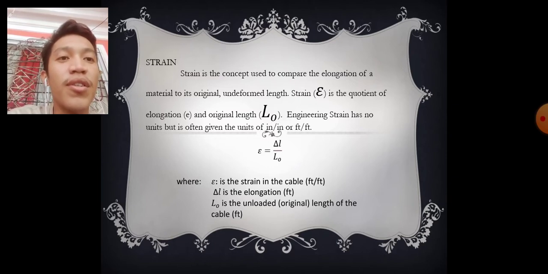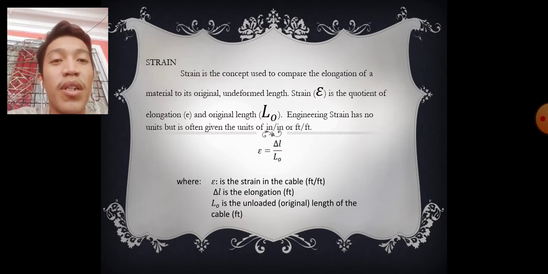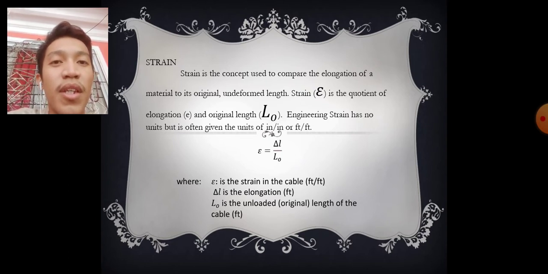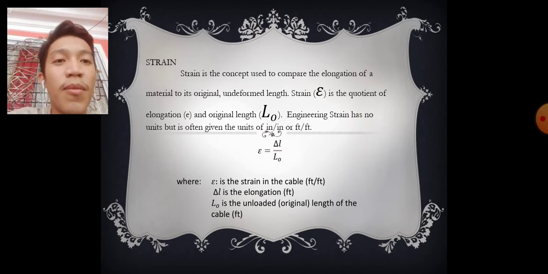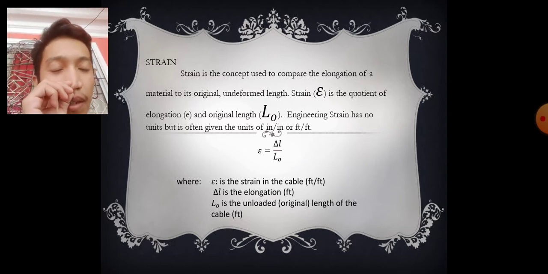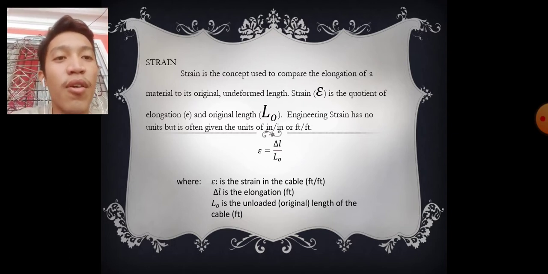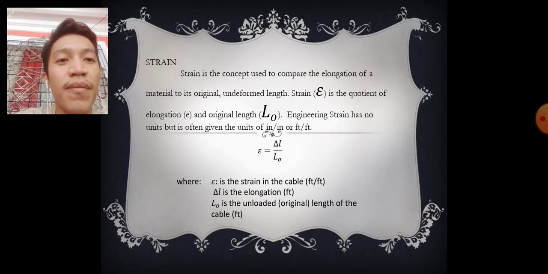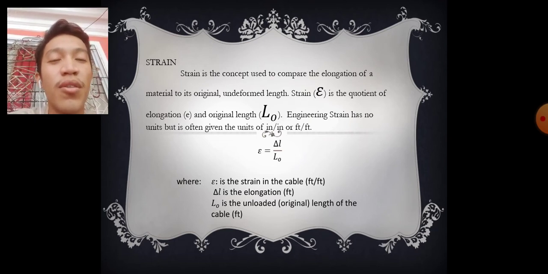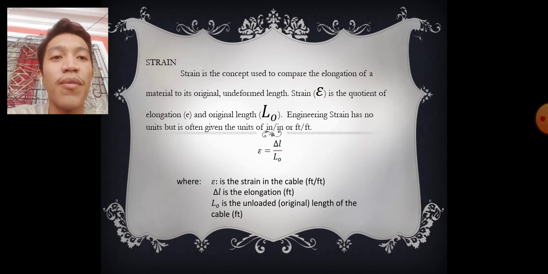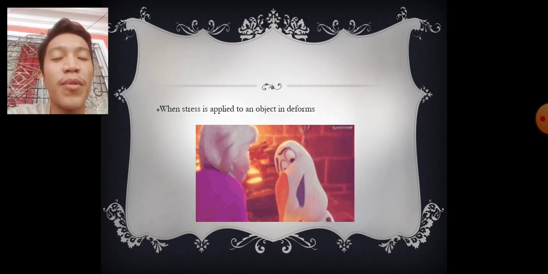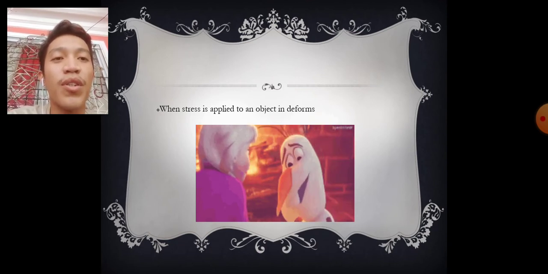Now strain has no units, but it's often given the unit of inches over inches or feet over feet. Now the formula of strain is epsilon equals delta L, or the change of length, over L sub O, or the original length. Take note, in having the measurements, you should have the same units for all the given. Now this is just a representation or a comparison of what strain is.